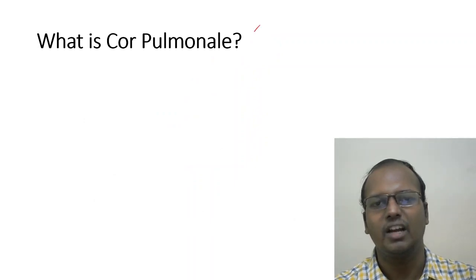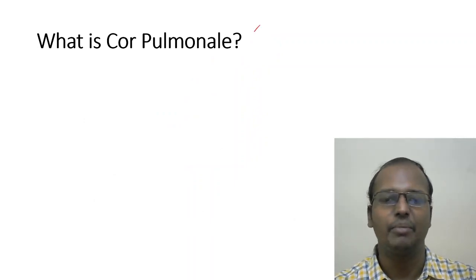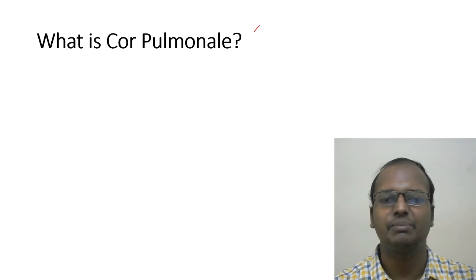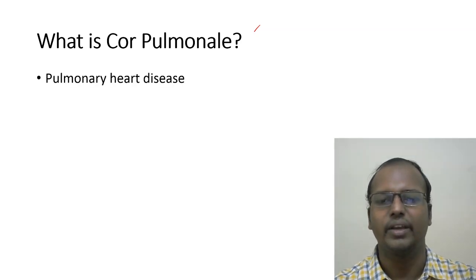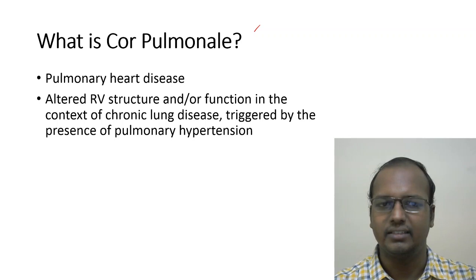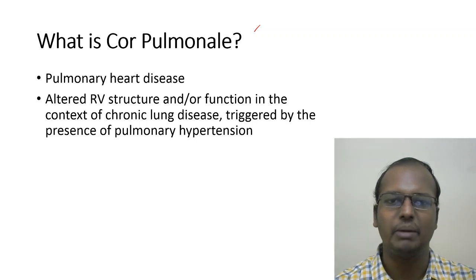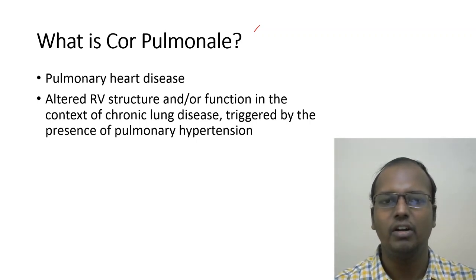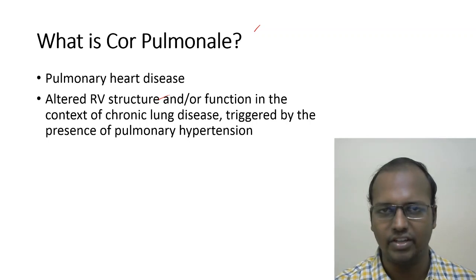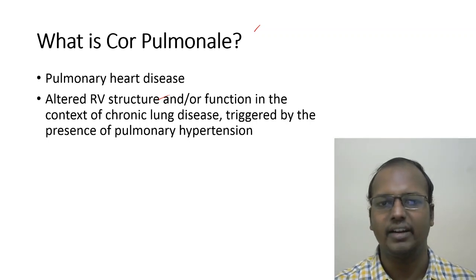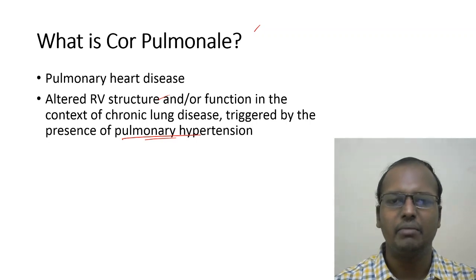What is cor pulmonale? What is its relevance to pulmonary hypertension? Cor pulmonale is also called pulmonary heart disease. It is altered RV structure and/or function in the context of chronic lung disease, triggered by the presence of pulmonary hypertension. Simple definition: lung disease causing heart failure, that is called cor pulmonale. And it is usually triggered in the presence of pulmonary hypertension.